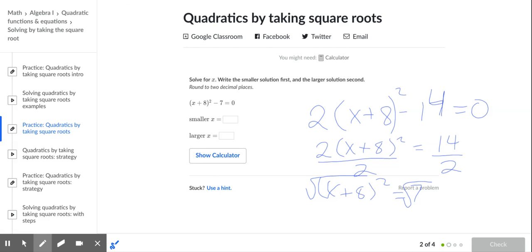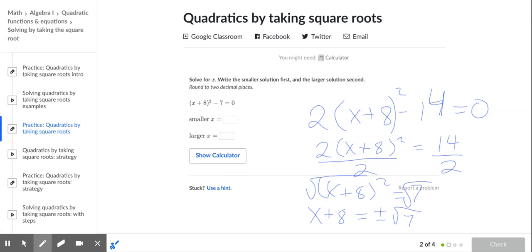Then you can take the square root of both sides. And now we have the square root of 7. The square root of 7 is not a nice number. So I'm just going to write plus or minus the square root of 7. This does ask you to round to 2 decimal places. So it wants you to get that approximate answer. I would wait till the very end to do that.